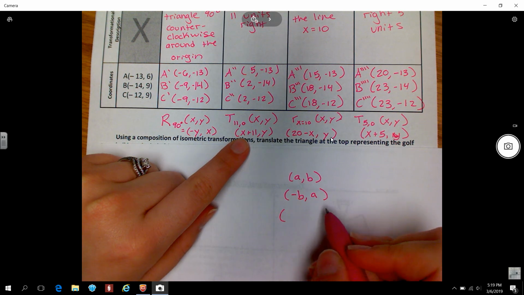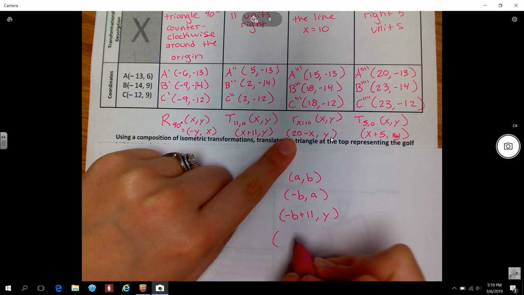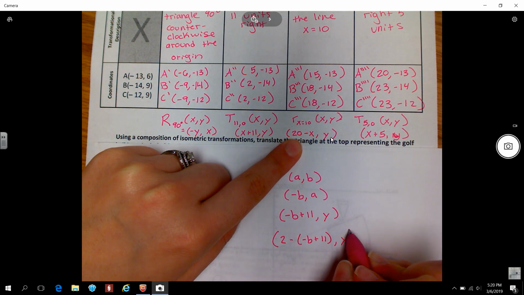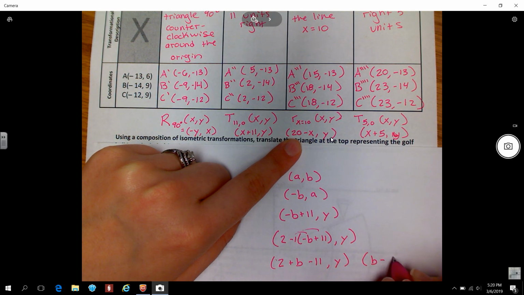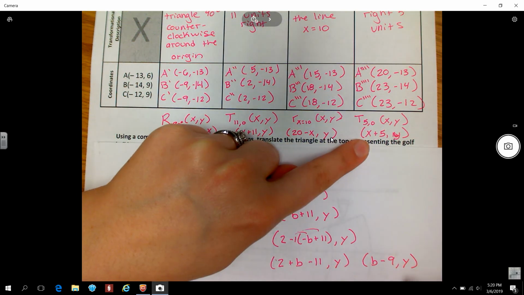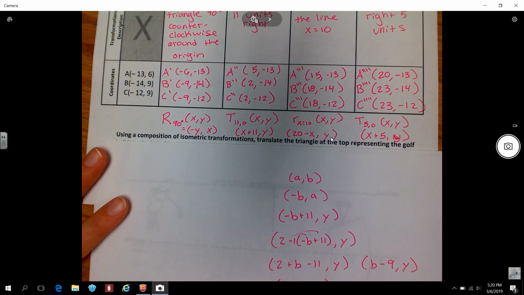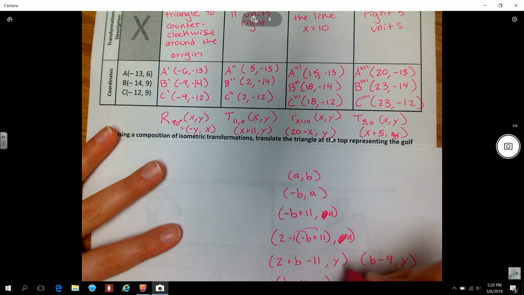Next, we take our current x value and we add 11. Next, we take 20 and we subtract this x value, the whole thing. The y stays the same. So if I subtract that whole thing, I end up with 20, distribute that negative 1, so plus b minus 11. Simplify that, you get b minus 9. Last step, add 5. Oh, sorry, instead of y here, I should have written a the whole time. So I changed that to a instead of y.